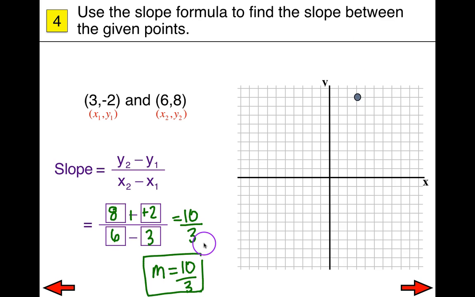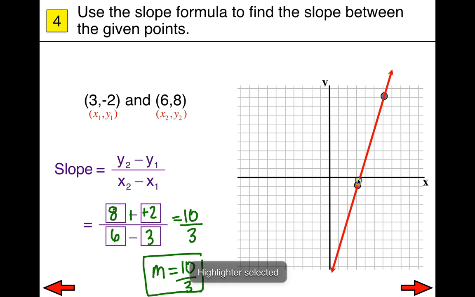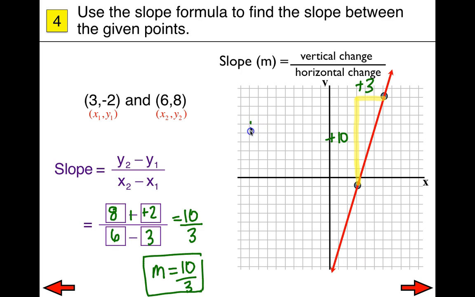Now let's double check on our graph. You're graphing the 2 points. You're drawing your line. You're determining what the vertical change is. So in this case, it's 1, 2, 3, 4, 5, 6, 7, 8, 9, 10. Since it went up, that's a positive 10. Then you're going to see your horizontal change. It's going to the right, 1, 2, 3. So that is a positive 3. So notice your vertical change is 10. Your horizontal change is 3. So that is my slope since I can't reduce. And there you have it.